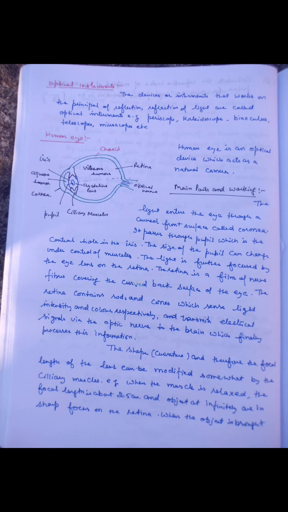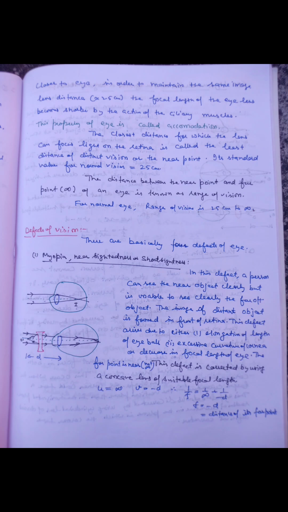For example, periscope, kaleidoscope, binoculars, telescope, microscope, etc. Human eye is an optical device which acts as natural camera. Light enters the pupil through cornea and makes the image at retina, which sends the signal to the brain. There are basically four defects of eye: myopia, hypermetropia, presbyopia, astigmatism.